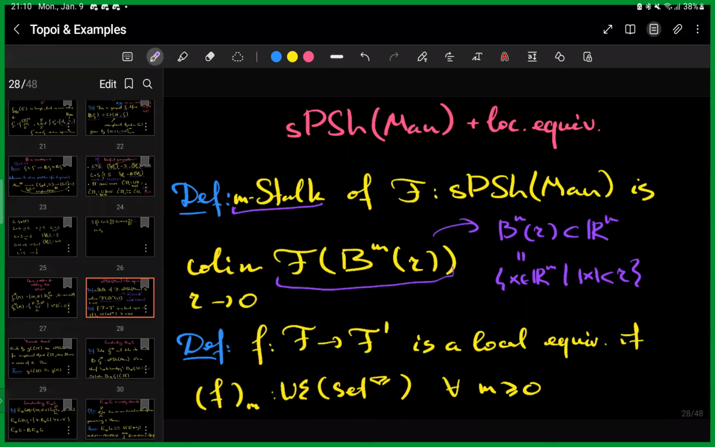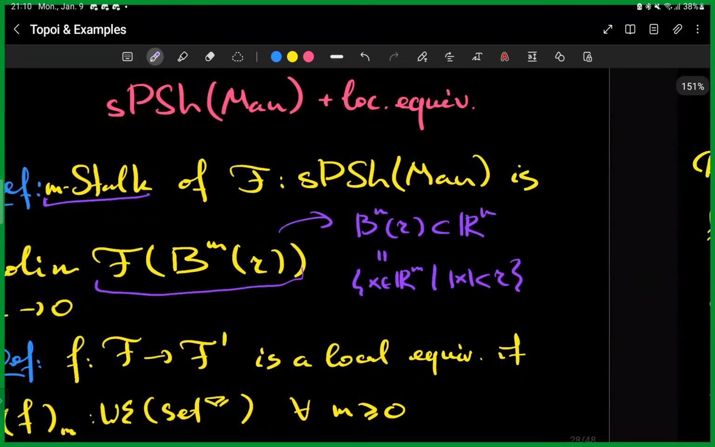And we can define local equivalences for simplicial presheaves as such maps that they induce weak equivalences on stalks. So stalks are just simplicial sets, and weak equivalences of simplicial sets are, as we know, just the maps which induce isomorphisms on simplicial homotopy groups.